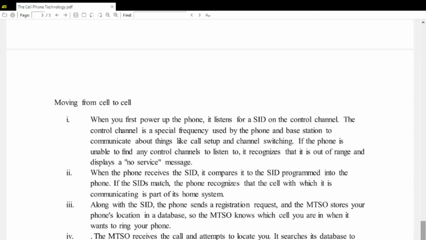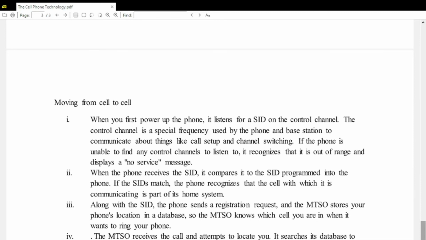Now let's move on. Let's take, for example, that your phone is able to listen to SID and it's able to get it. The moment the phone is able to reach the SID, it will compare it with the SID programmed within it, the one that is already installed in it, or the one that is already residing within the phone.